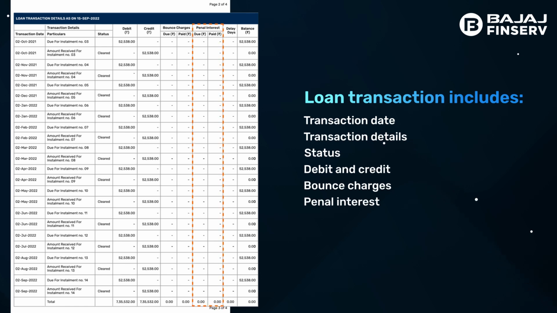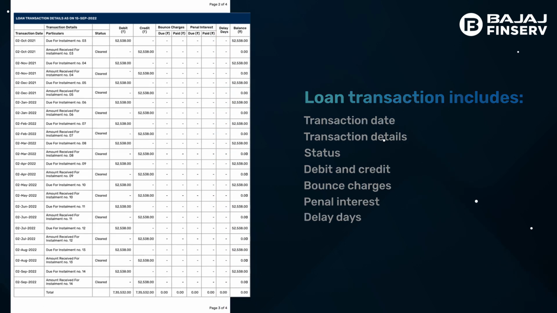These charges are levied by Bajaj Finance in case you missed an installment. Penal interest reflects the amount that you are to pay in case of an overdue installment amount. Delay days are calculated based on the delay you make to perform a payment.